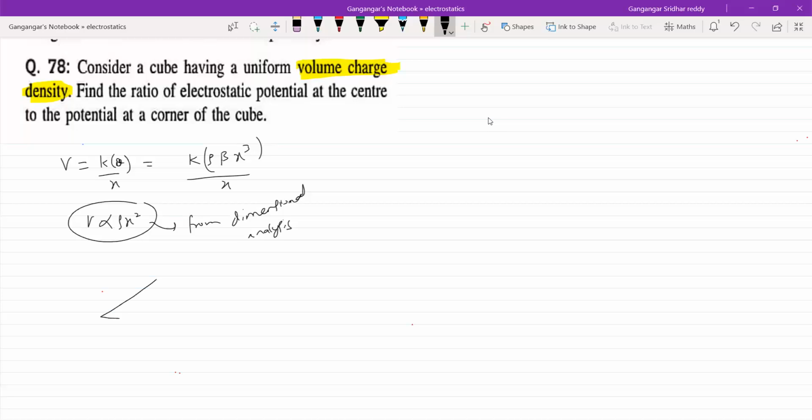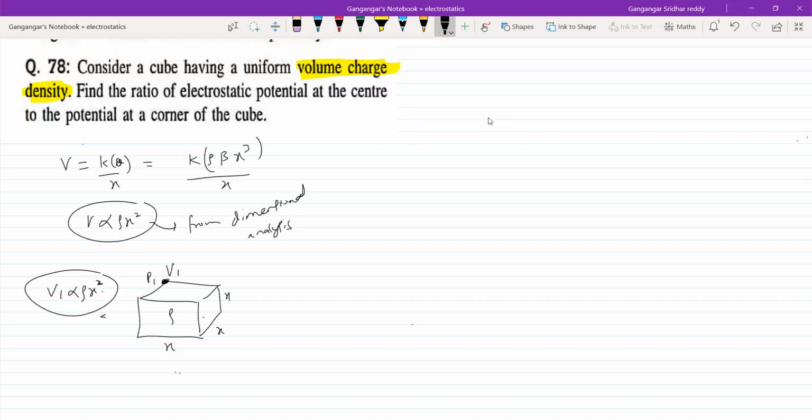Okay, there's a cube. I'll take a small cube. So let me start with this. At this particular point, I'll call it P1, the potential here is V1. Let the side length of the cube be X, density rho. Is this justified? Looking at this, can I write V1 proportional to rho X square? Where is the point P? At the corner.